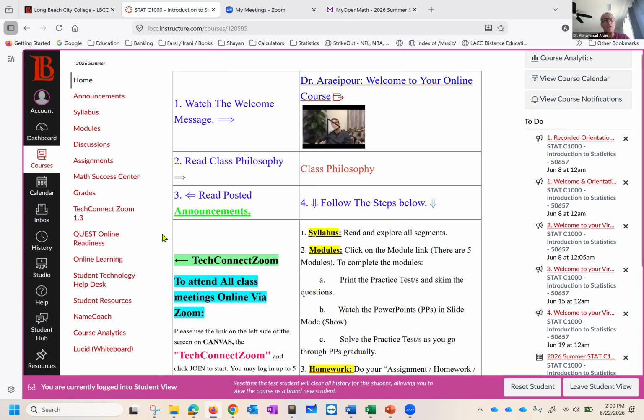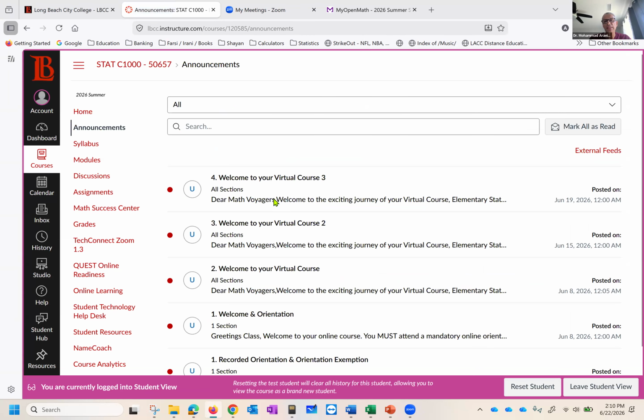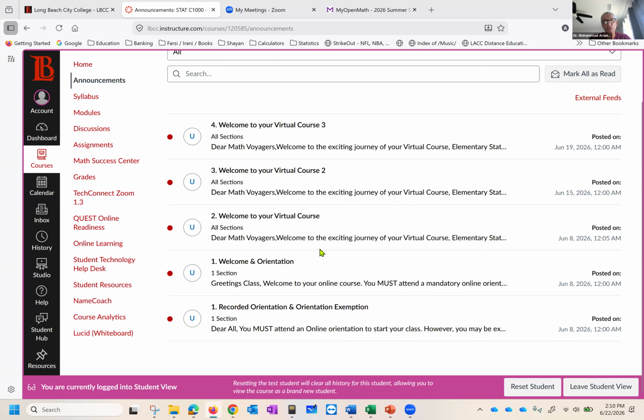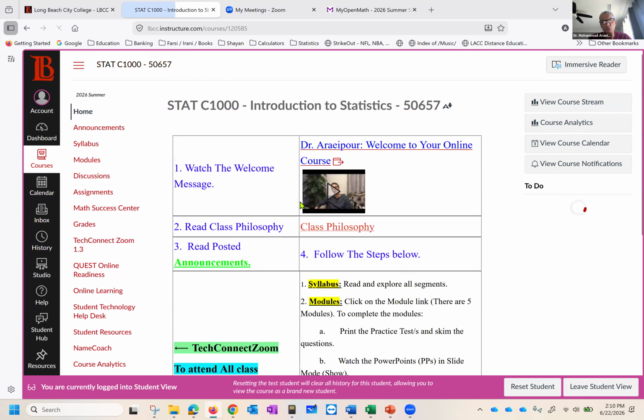So number 3, the announcements, you can click on it here or here, makes no difference, on the left navigation bar. So these are several emails/announcements. Okay, so most of the emails are in the form of announcements. In case you missed that for any reason, you can find it under the announcements. Recorded orientation, welcome to a virtual course, and there have been several of those. So I hope you've had a chance to read those.